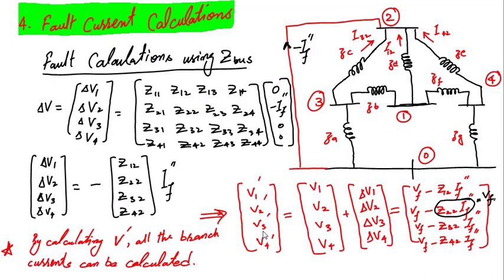Okay, if I now start from the very first equation that we have developed: in short circuit analysis, we need two input data points. One is the pre-fault voltages, the other is Z bus of the network. Then we can calculate the fault current at any bus. That will be equal to the voltage of that bus divided by the Thevenin impedance between that bus and the reference node.